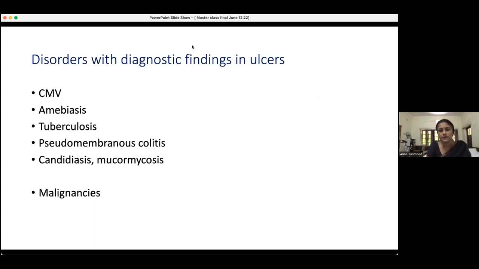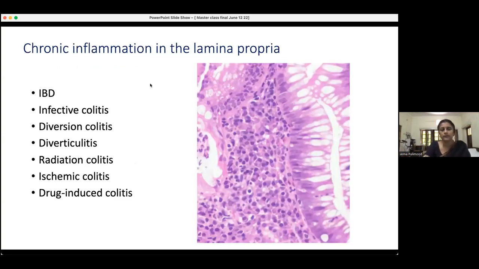So disorders associated with diagnostic finding in ulcerated mucosa are CMV, amoebiasis. Amoebiasis also, it's more common to find trophozoites in the ulcerated area. Tuberculosis, you may see granulomas. Pseudomembranous colitis, you may see the membrane. Candida and mucor, you see the invasive hyphae. Malignancies also, often you see tumor in the ulcerated mucosa.